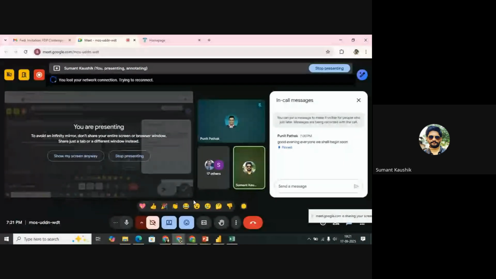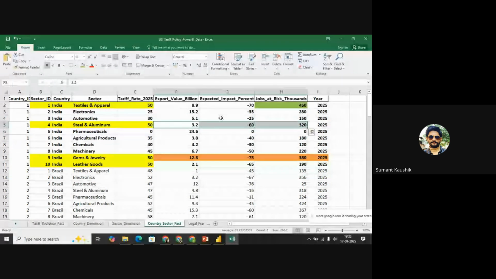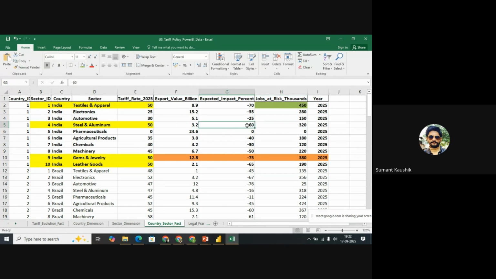Shall I continue now? So these are the highlighted sectors which will be affected most by this tariff as they face the highest tariff rates. Now, the second sector where we could face a high job risk is the steel and aluminum sector, where the export volume is less as compared to textiles and gems and jewelry. But yes, the second or the third sector which will be affected the most is the steel and aluminum sector because the expected impact will be about 60%, and it is facing 320,000 jobs at risk. So we can estimate that the third sector which needs to be taken care of right now is the steel and aluminum sector.